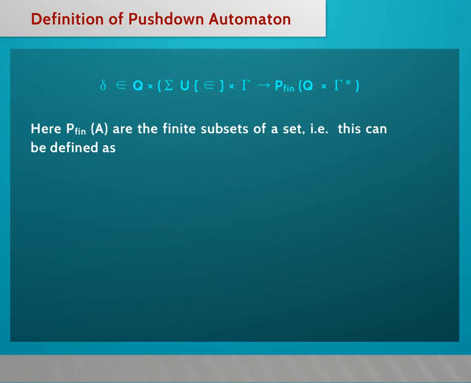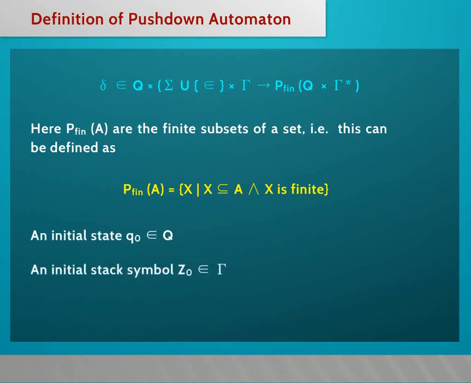Here, P_fin(A) is the set of finite subsets of a set A, that is, it can be defined as P_fin(A) = {X | X ⊆ A and X is finite}. An initial state q0 ∈ Q. An initial stack symbol Z0 ∈ Γ. A set of final states F ⊆ Q.